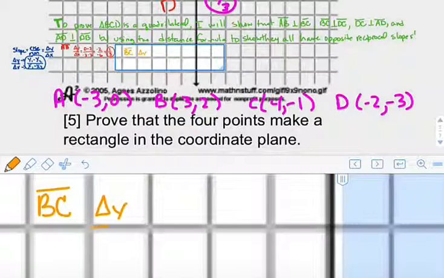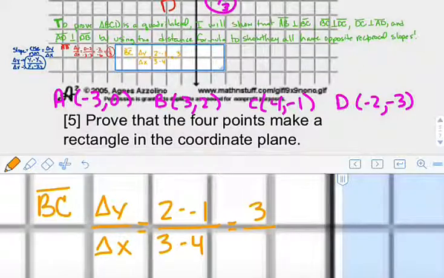Again, let's go change in y over change in x. So BC goes from 2 to negative 1, so 2 subtract a negative 1 on the y values. At the same time, we're going from 3 subtract 4. So 2 subtract a negative 1 is a positive 3. 2 negatives make a positive. 3 minus 4 is negative 1, which means I'll just have a negative 3.